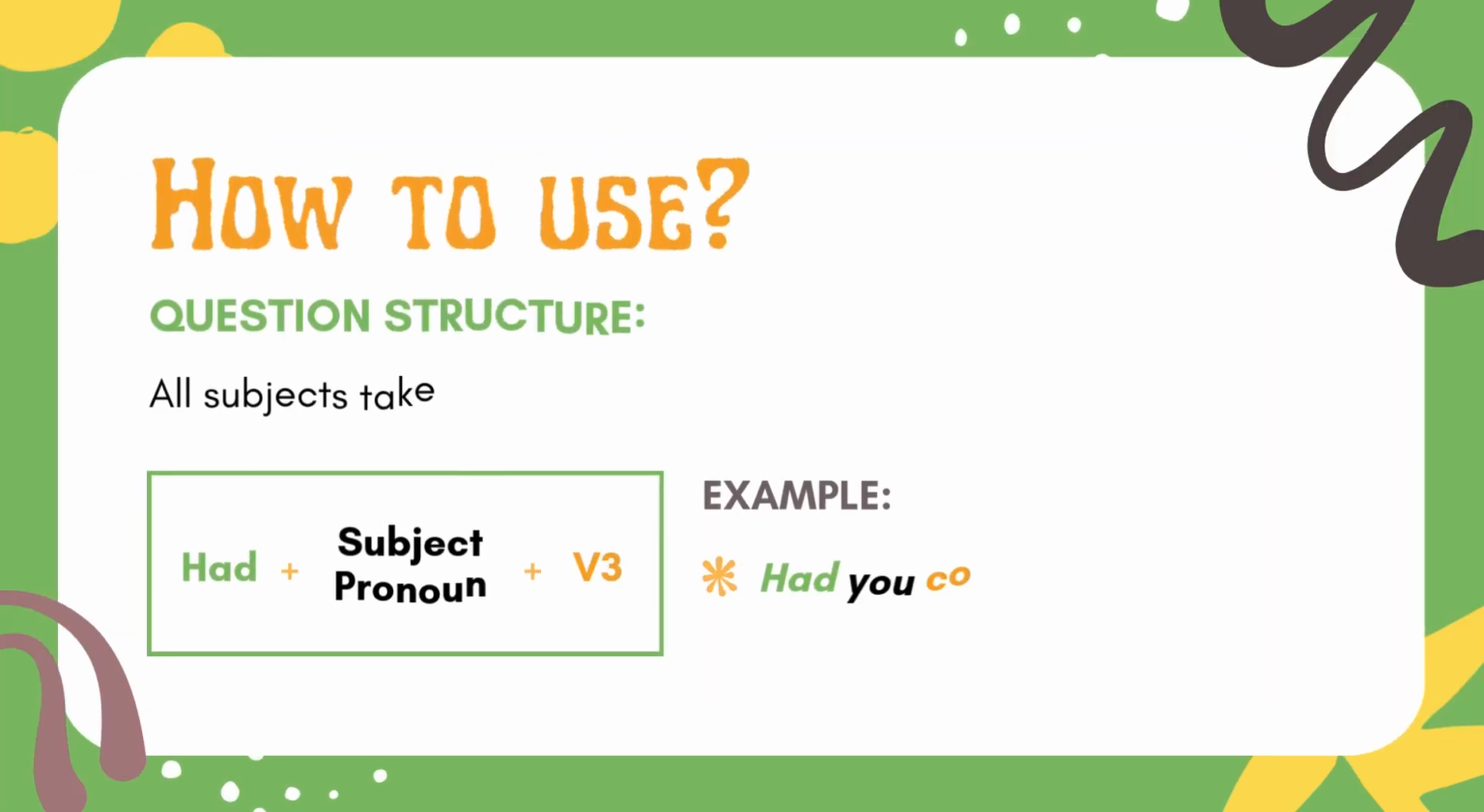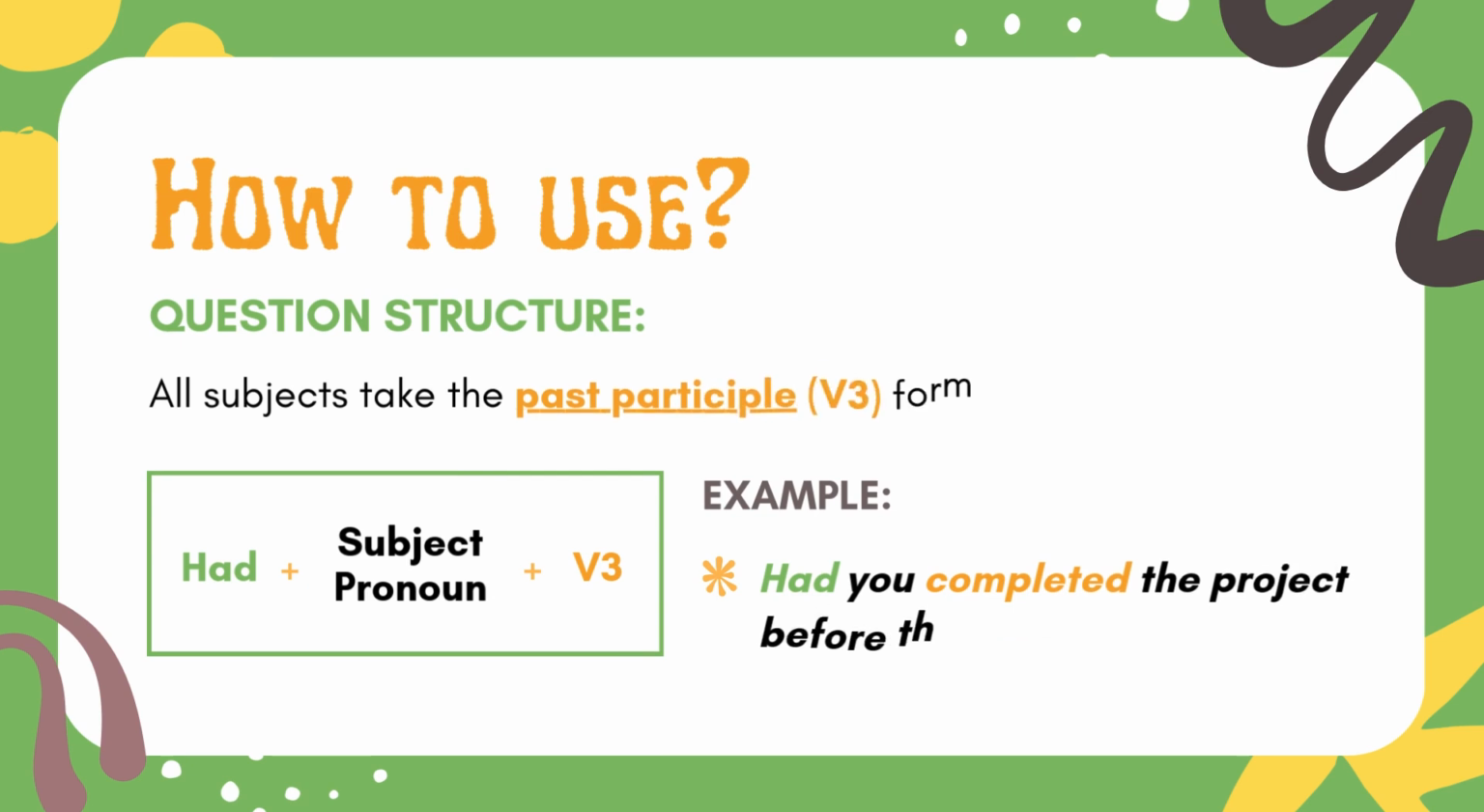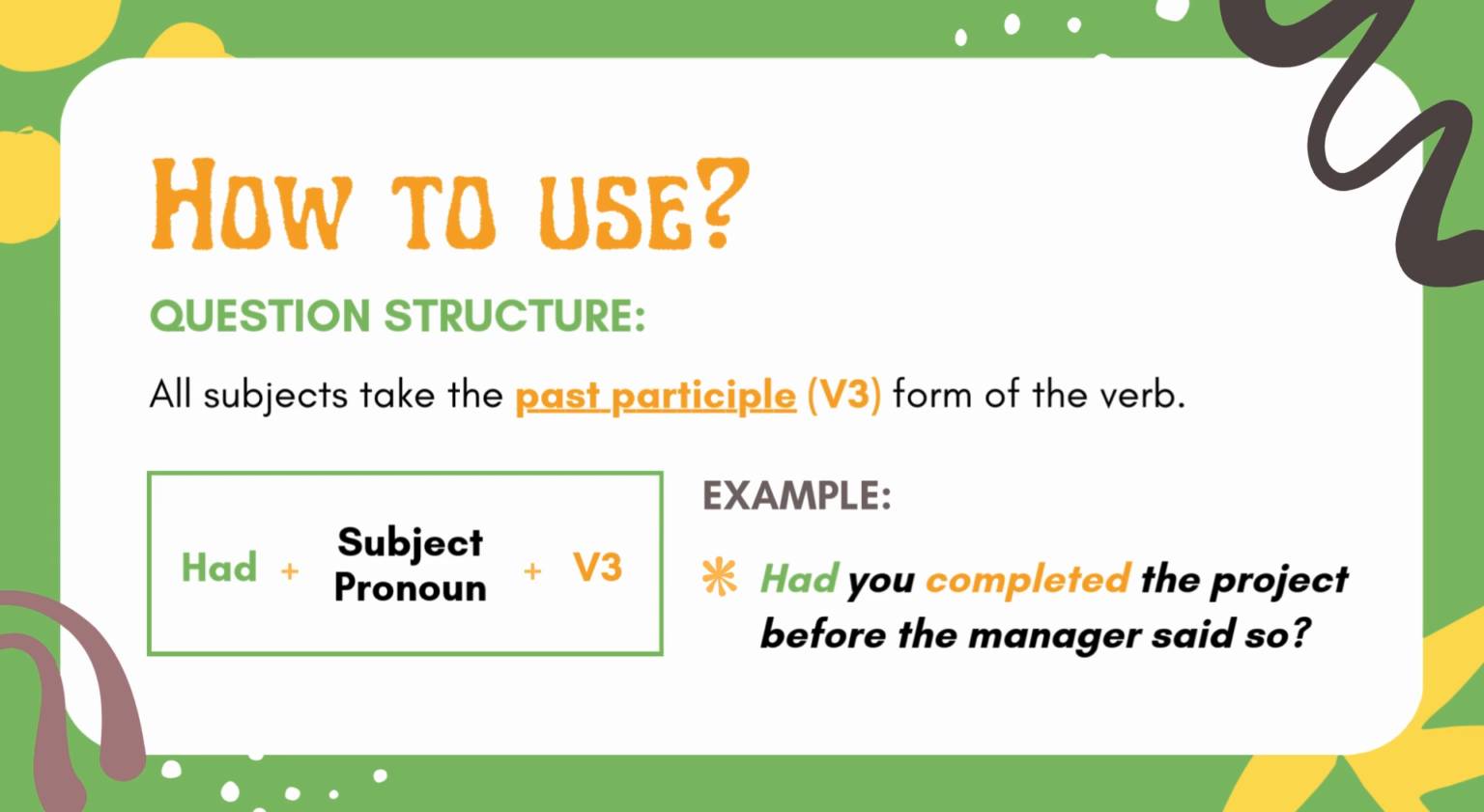Past perfect tense in the question structure. Remember, all subjects take the past participle form of the verb. So you will start with had, add the subject or the pronoun, and then the past participle. For example, had you completed the project before the manager said so?